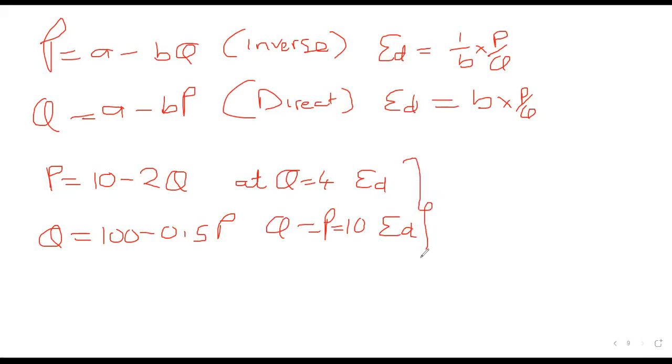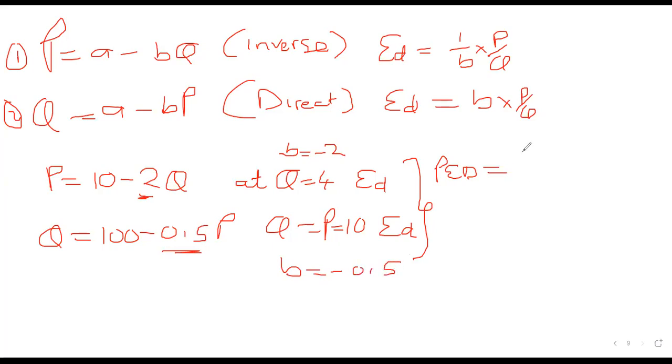All right. So price elasticity of demand, this is an inverse. So we're going to use formula 1 or formula 2. Which one are we using? Formula 1. Our B is simply the gradient here. Our B is what? -2. Here our B is a gradient. It's negative 0.5. So price elasticity of demand will be 1 over B times price over quantity. This is for question 1.